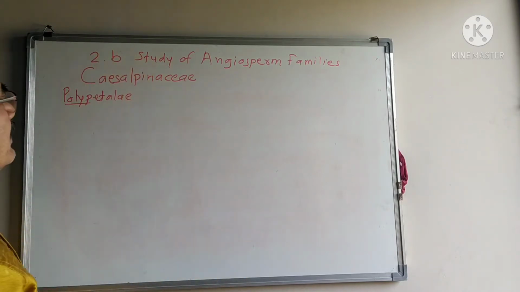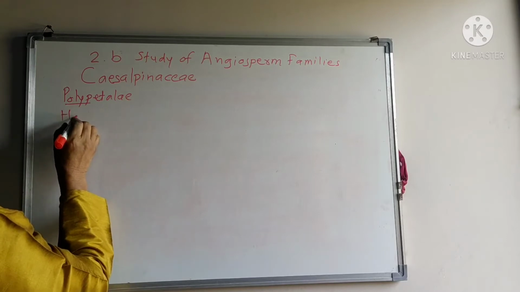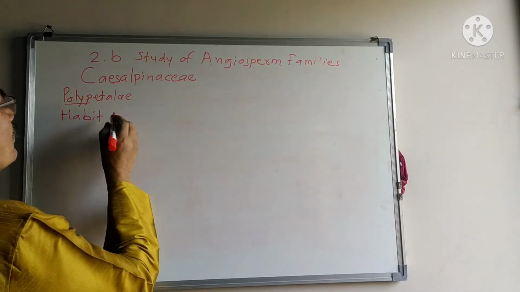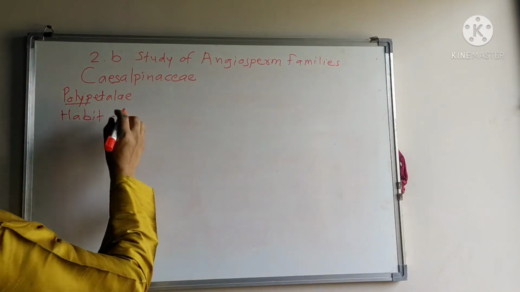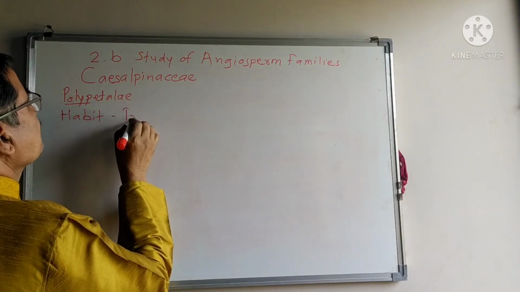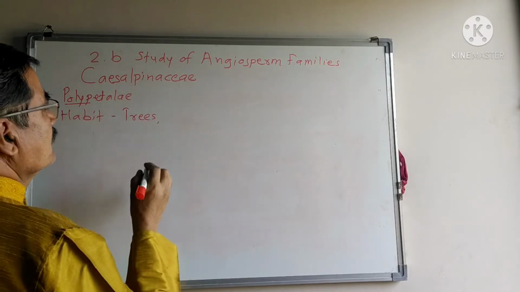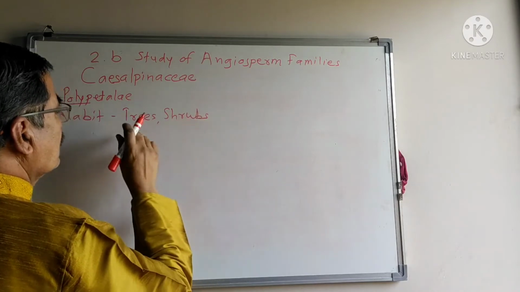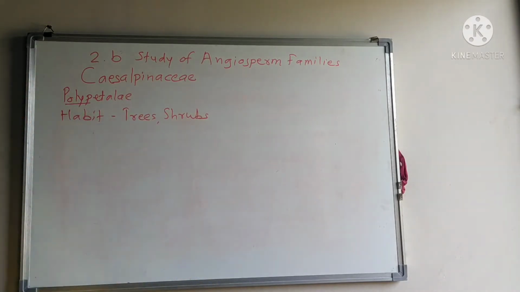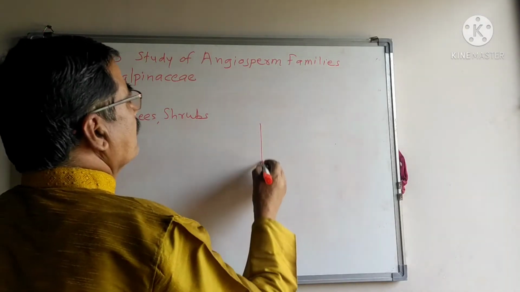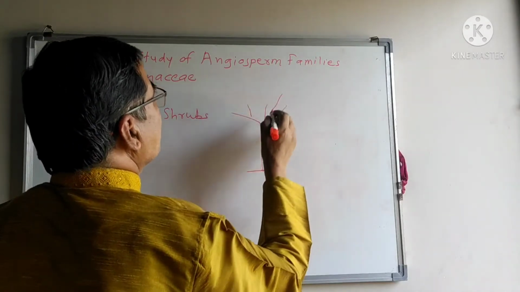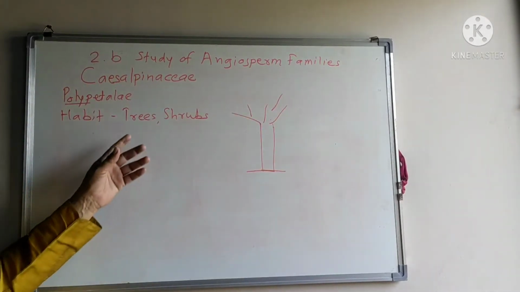Here in this family study, we are going to see the characters one by one. The first is habit, how they look. In nature, the majority of plants are trees, and some plants are shrubs. A tree has a main trunk, and above this trunk it produces many branches. That is known as a tree.